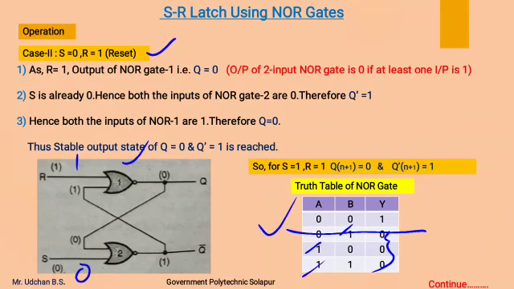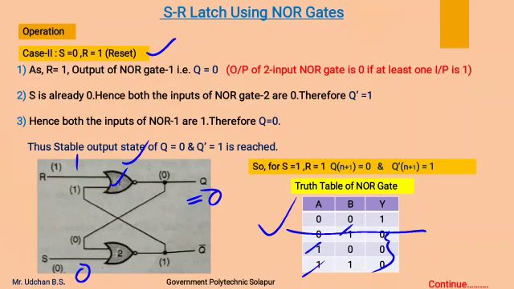These are the 3 observations. Therefore, NOR gate 1 is having at least one input as a 1, that is R is equal to 1. Therefore, the output of NOR gate 1, Q, will become 0.